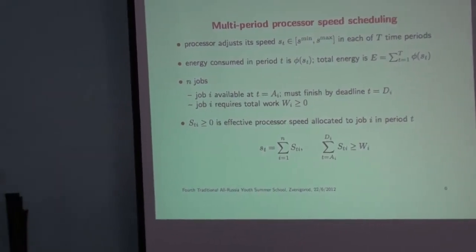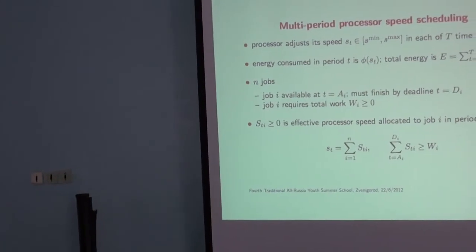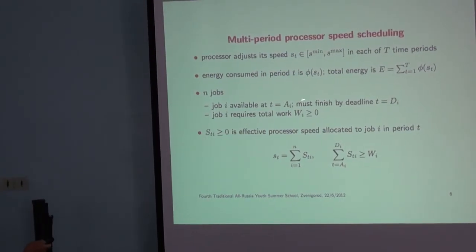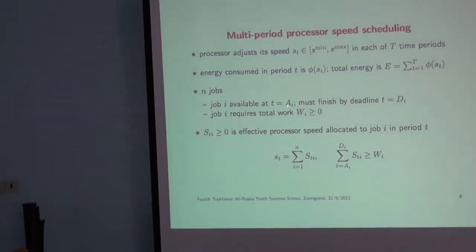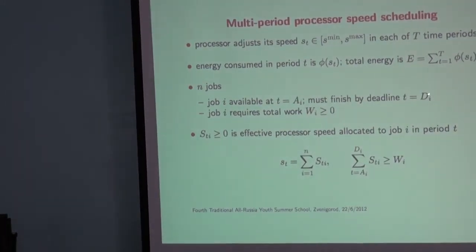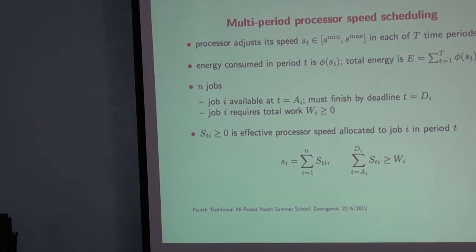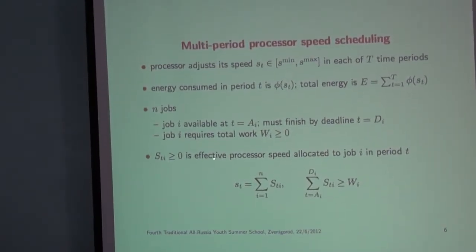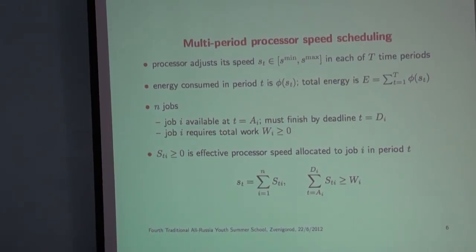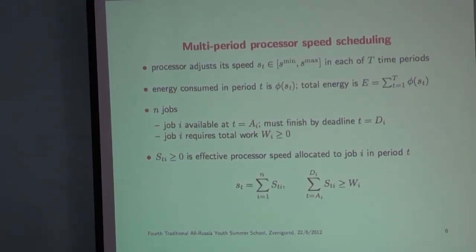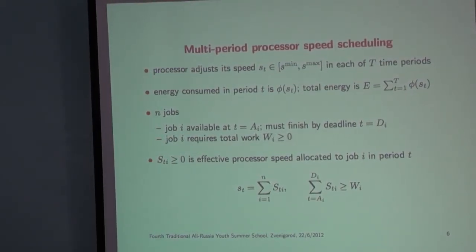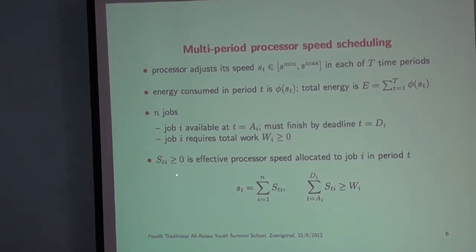So, anyway. Okay, so the idea now is you have a bunch of jobs, and each of these jobs has an availability time and a deadline. So you can't start the job until it's available, and it has to finish by a deadline. And it has a total amount of work that you have to give to it, right? And so if I let capital S_ti be the effective processor speed allocated to job i in period t. So for example, if the processor is running at 2.2 gigahertz, I could say this job gets 200 megahertz, this gets 400 megahertz, and so on. So that's how you allocate.